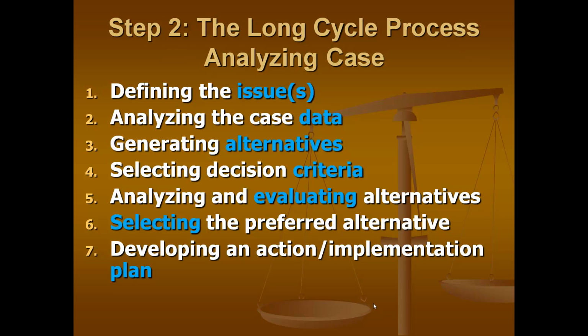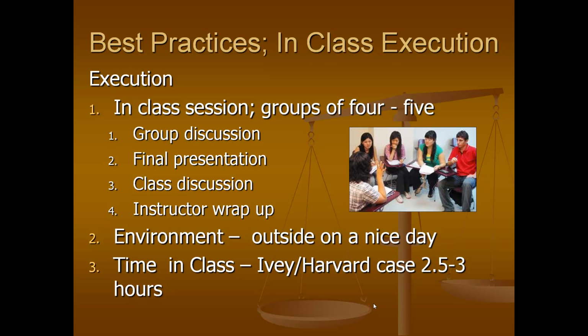Analyzing data, so you want to look at the people, resources, and the problems there. Generating alternatives, look at what some positive choices are and be realistic about these. And sometimes it's to actually have no change to the organization. And select decision criteria, evaluate alternatives, and then select the preferred alternative, and then develop the overall plan. Those are the 7 steps.